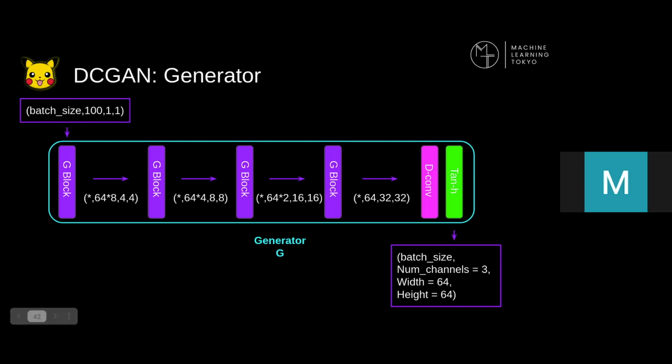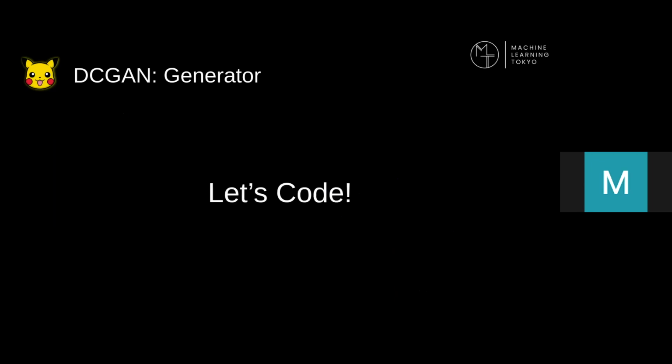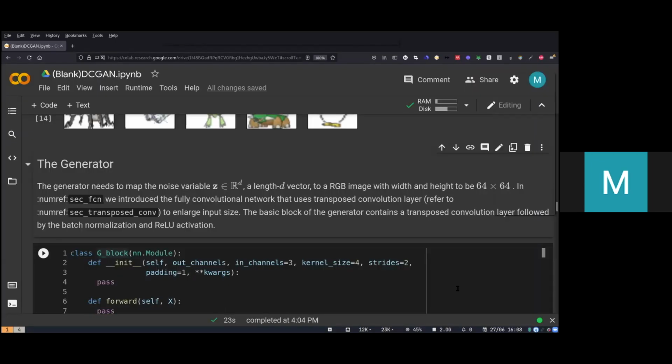The advantage of this is that you can set it to any number of different channels. The basic idea is that we want to have as much capacity as we want, right? And since we are using deconvolution, we are able to increase the width and height incrementally until we get the desired width and height, which is 64 by 64. With that, let's implement this.